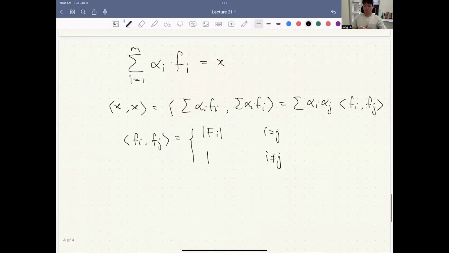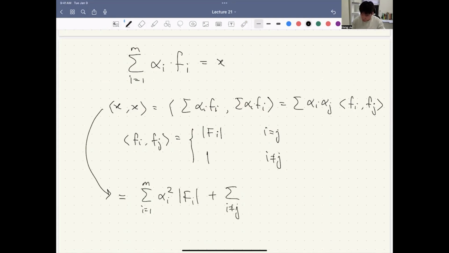No problem. Let's plug in there and see what comes out of that. Let's look at the diagonal term first. The diagonal term alpha i alpha j becomes alpha i squared, summed from 1 to m, times the inner product of Fi with itself, which as we said is the size of Fi. Now, what's the cross term? The cross term is i not equal to j: alpha i alpha j times the inner product, which now is 1.